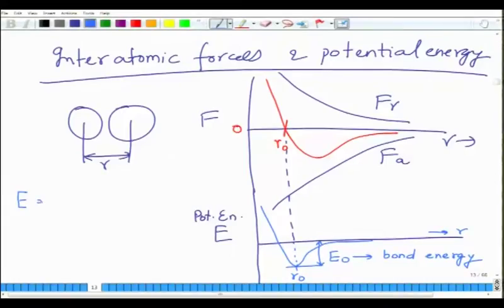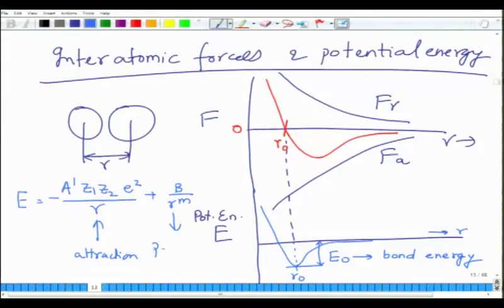So, this potential energy can be given as the sum of a repulsive term and an attractive term. This is given as minus A prime Z1 Z2 e square divided by r plus B divided by r to the power m, where m is a constant. So, this is a negative term which is attraction, and this is a positive term which is repulsion, and at some r you minimize this E, which is what gives you the bond energy.